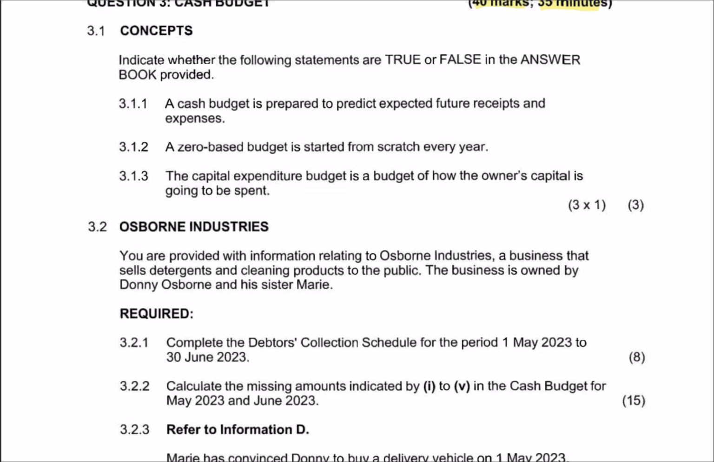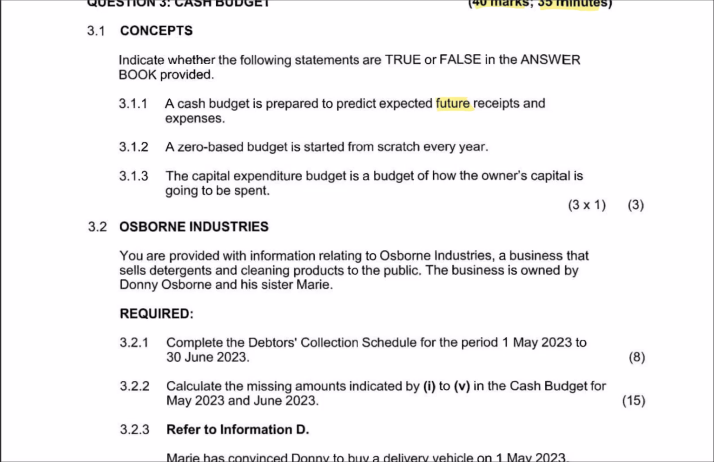A cash budget is prepared to predict expected future receipts and expenses. The keyword is future. A cash budget is prepared to show not only the future but the actual expenditure, future expenditure and actual cash and future cash. So that will be false.